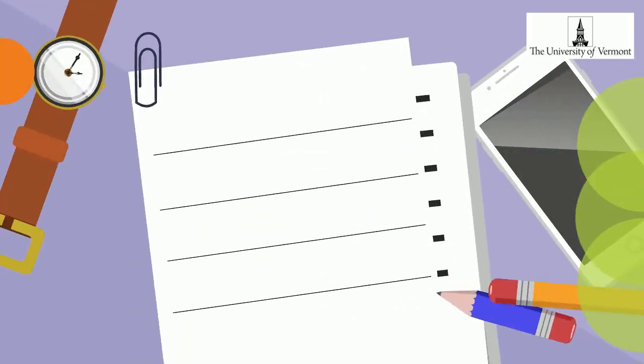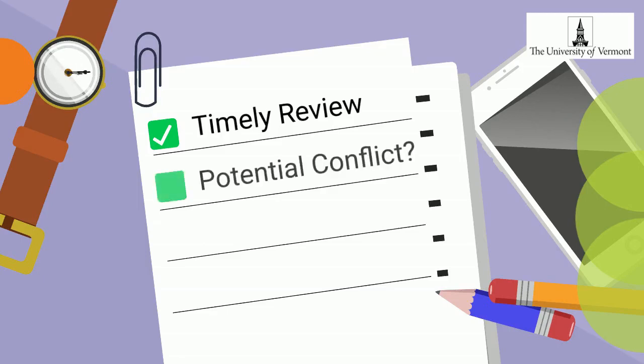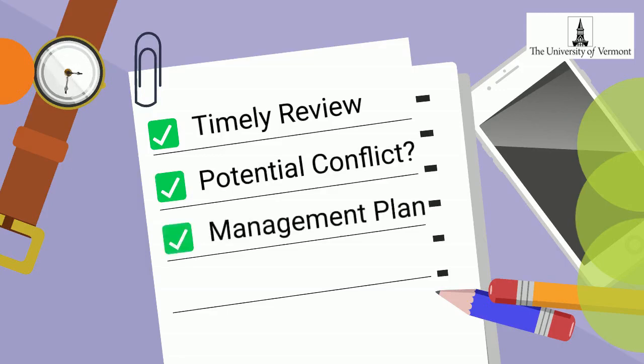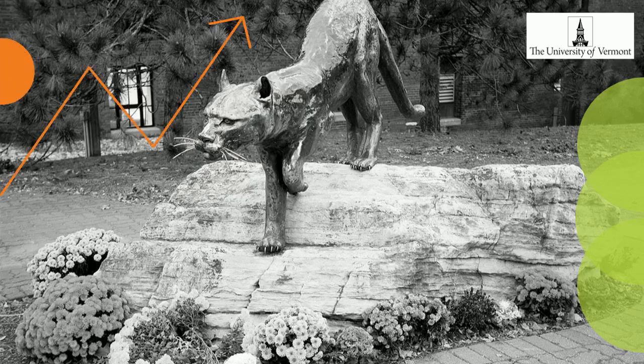So, quick recap. You are doing a timely review on those that hit your queue. In other words, only those forms with affirmative disclosures. You are looking to see if it presents a potential conflict, and if so, you are taking some sort of action to make sure the conflict is managed. You're also maintaining the highest level of confidentiality throughout the process. Okay, so that's what you're responsible to do.